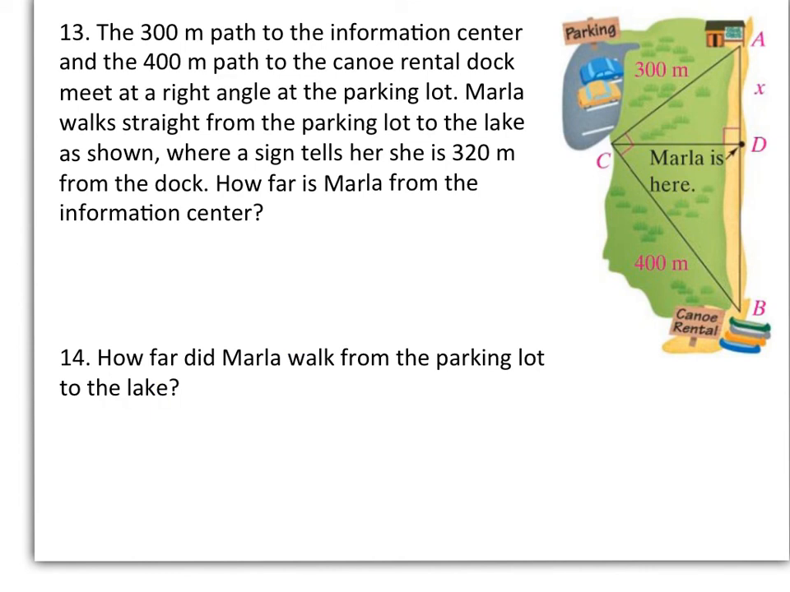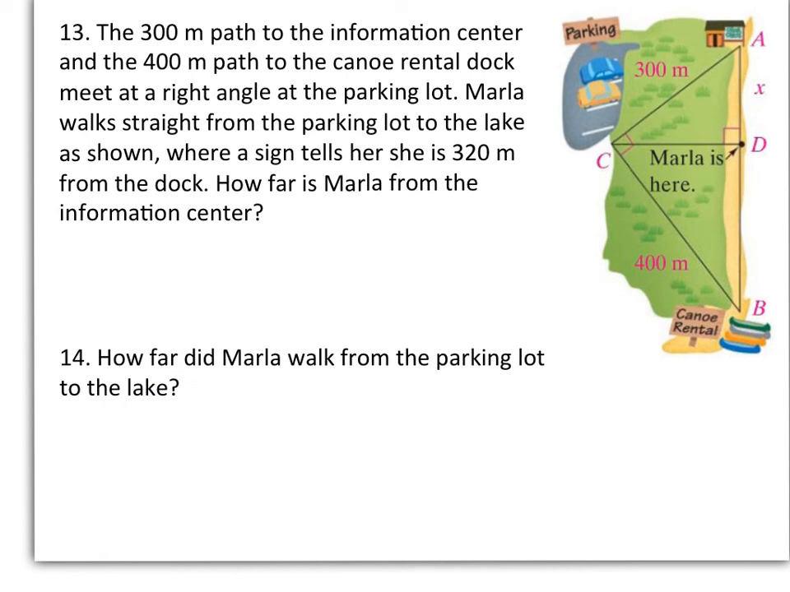All right, let's look at our last two examples in this section. Number 13 says the 300-meter path to the information center and the 400-meter path to the canoe rental dock meet at a right angle at the parking lot. Marla walks straight from the parking lot to the lake as shown, where a sign tells her she is 320 meters from the dock. How far is Marla from the information center?